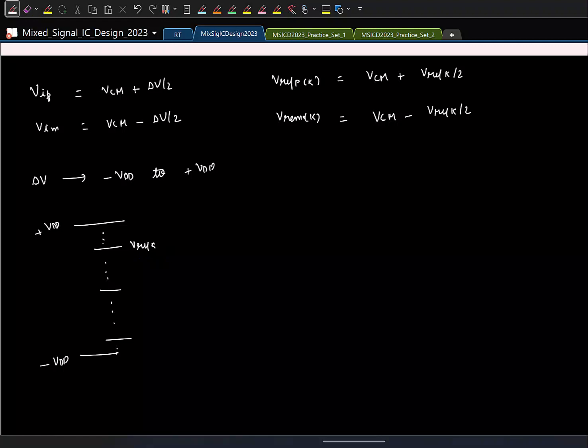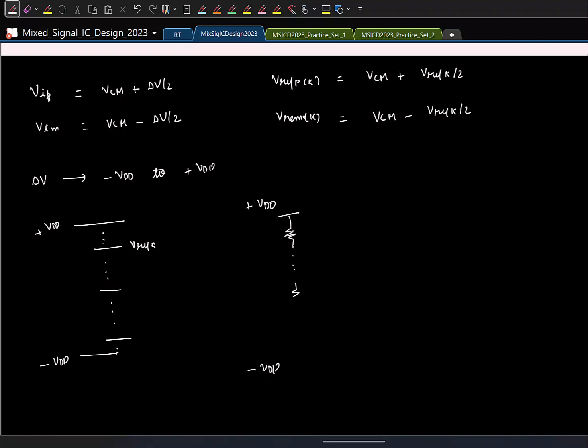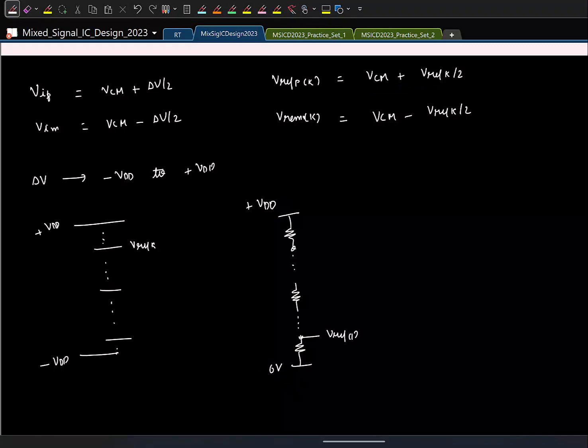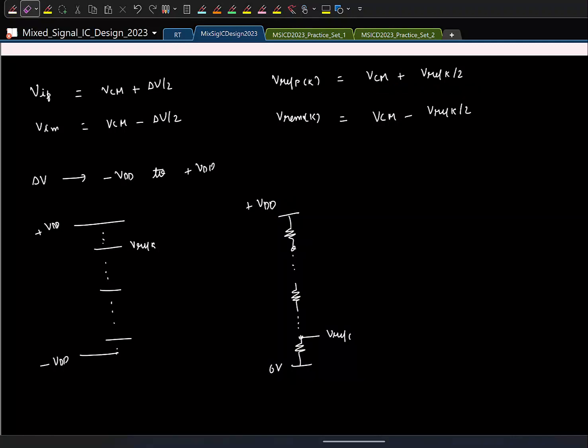So we can start off by thinking how to generate these voltages. If we have two supplies, plus VDD and minus VDD, we can put a bunch of resistors like this, and this will give the first, let's say, V ref 1. This is a differential reference, and if you want to get half of this, you scale it by a factor of 2 and then add VCM. The bottom one was at ground, the top one was VDD. So this was the V ref plus for the first reference.